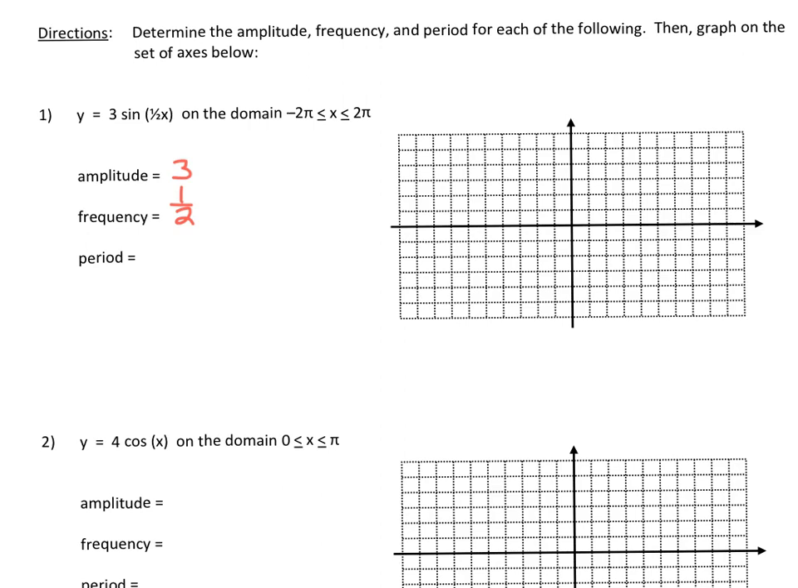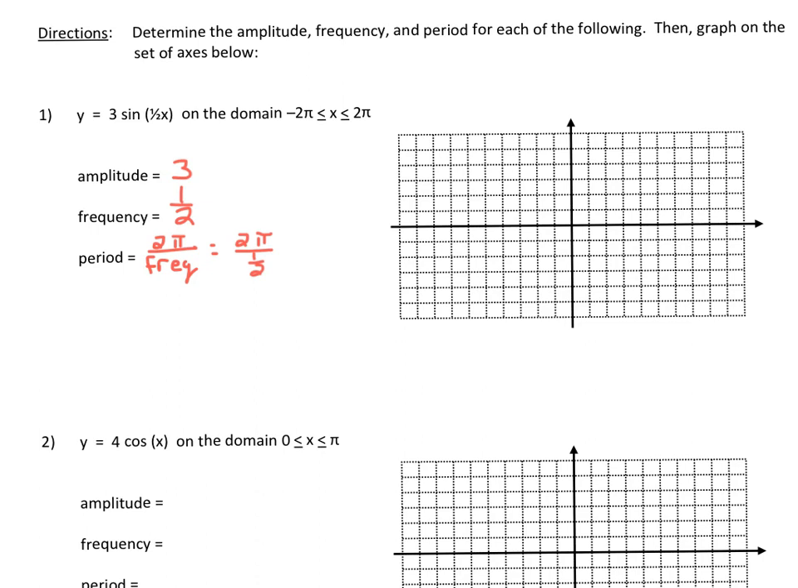Now when we look at an equation, none of these numbers come right out and say, this is our period. But what we do know is a formula for period. We know that period is equal to 2 pi over the frequency. All right, so let's use this formula. So this is going to be equal to 2 pi over, well, we just said up here that the frequency is 1/2. So I'm going to put a 1/2 on the bottom of this fraction.